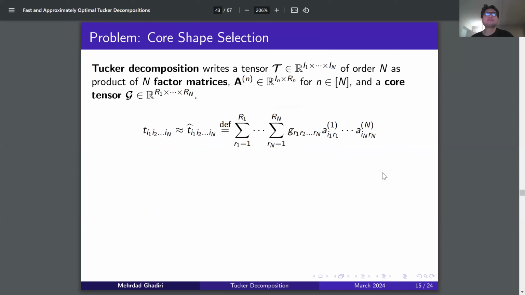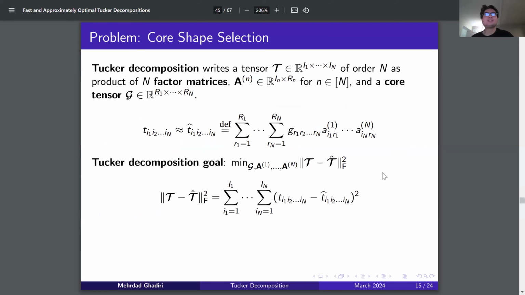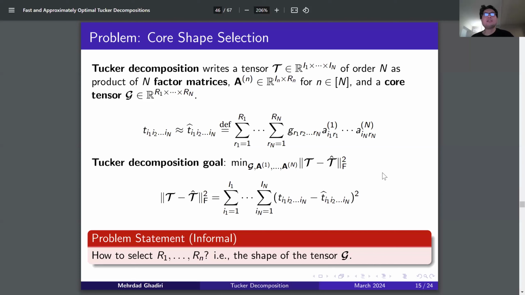So yeah, this is just a recap of what Tucker decomposition is, but you probably already know that, so I'm gonna skip this stuff. But here's the question. We are trying to do Tucker decomposition. You're taking a core tensor and your factor matrices, and you're trying to optimize it with alternating least squares or other methods. But the big question is, how would I even pick these R_i's?